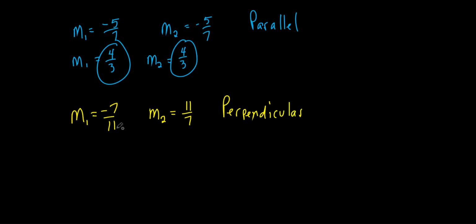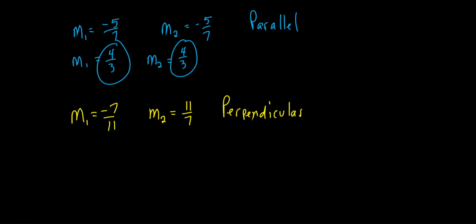Okay? Everybody see that? So all you got to do is look at the slopes. If the slopes are negative reciprocals of each other, then the lines are perpendicular. If the slopes are equal to each other, then the lines are parallel to each other.